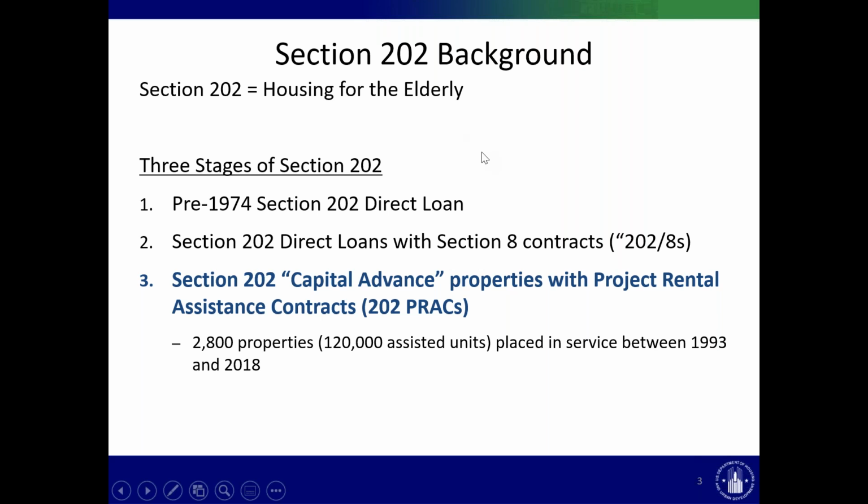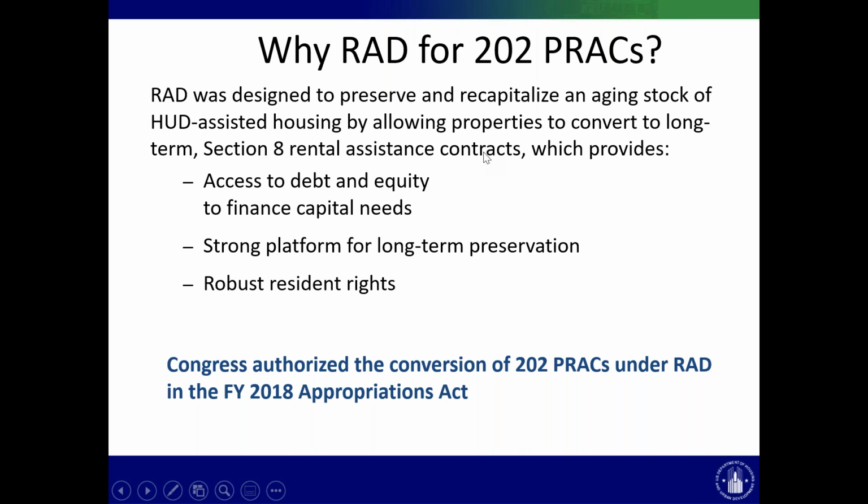So why do we even have RAD for 202 PRACs? RAD was designed to preserve and recapitalize this aging stock of HUD-assisted housing by allowing properties to convert to long-term Section 8 rental assistance contracts. These contracts provide access to debt and equity to finance capital needs, are a strong platform for long-term preservation, and provide robust resident rights. Congress authorized the conversion of 202 PRACs under RAD in the 2018 Appropriations Act.